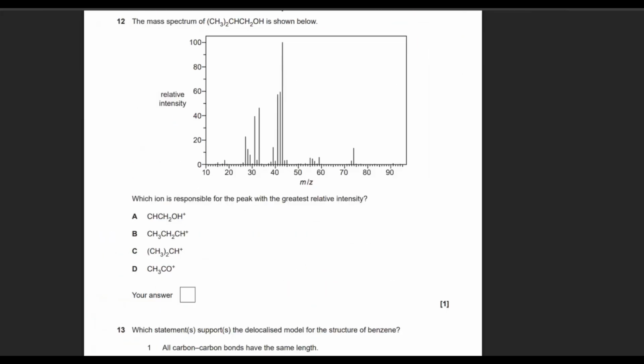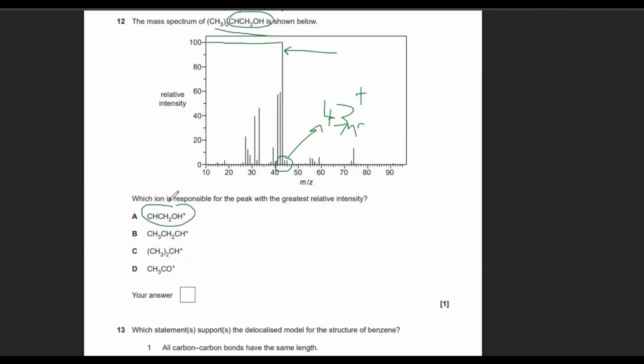Question 12. Zooming out, the mass spectrum of CH3CH2OH is shown below. Which ion is responsible for the peak with the greatest relative intensity? We can see it's about 98% relative intensity, and that line is at 43. That big tall line is at 43, the MR. So we just need to make sure which ones of these have an MR of 43.